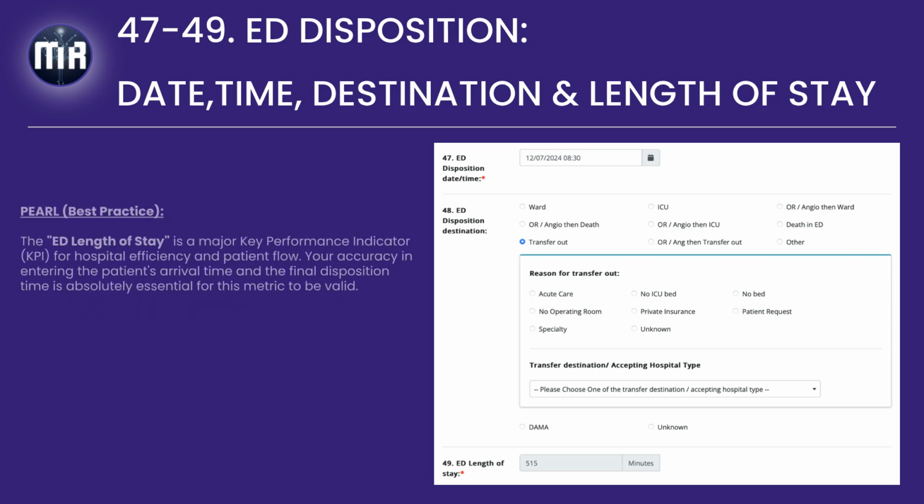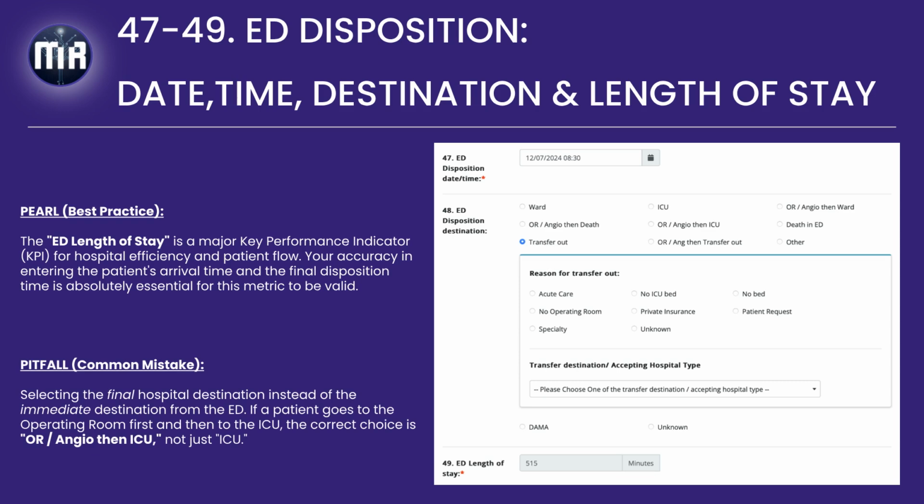The pearl, or best practice, here is to recognize that the ED length of stay is a major key performance indicator, or KPI, for measuring hospital efficiency and patient flow. Your accuracy in entering both the arrival time and the final disposition time is absolutely essential for this metric to be valid and meaningful. The most critical pitfall to avoid is selecting the patient's final hospital destination instead of their immediate destination from the ED.